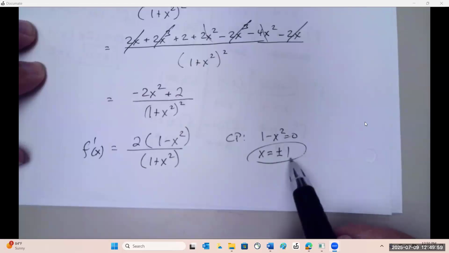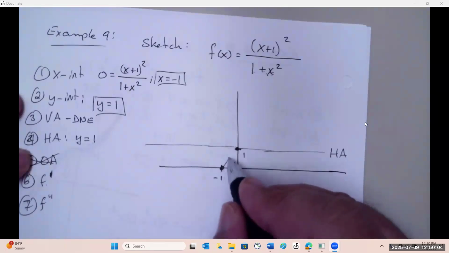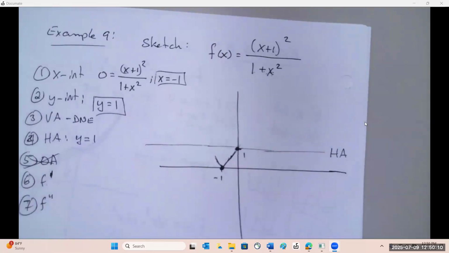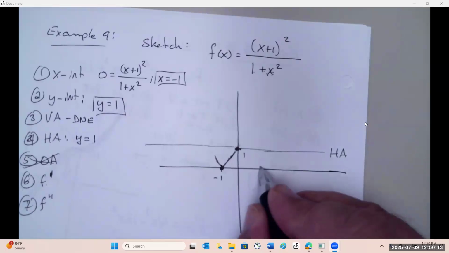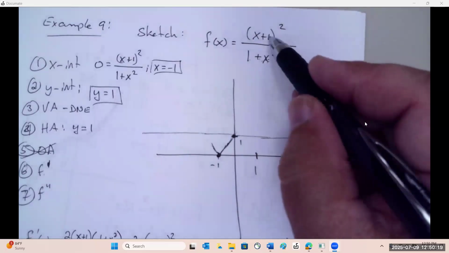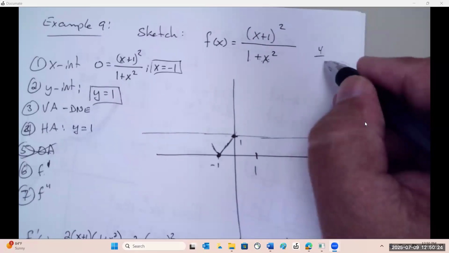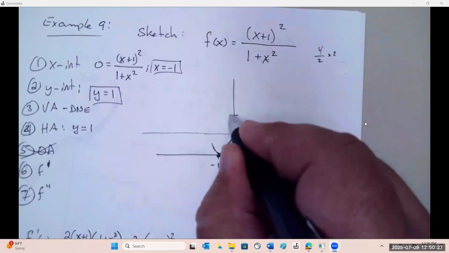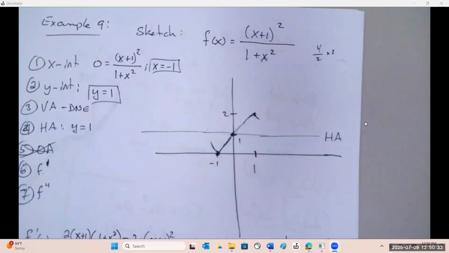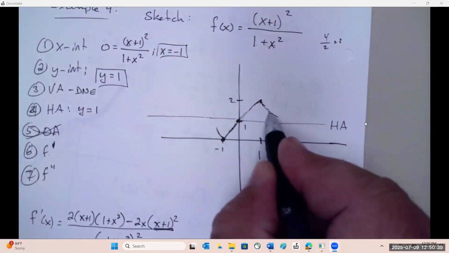We also know that at x equals negative 1, we have an x-intercept. So this is also a vertex. So the graph has to look something like that, since it is a vertex. And at 1, what value is that going to have? So we plug 1 back into the original equation. 1 plus 1 is 2, so 2 squared is 4. 1 plus 1 is 2, so at 2. So we have a vertex there. So our graph is going to look like this, and we have a horizontal asymptote.